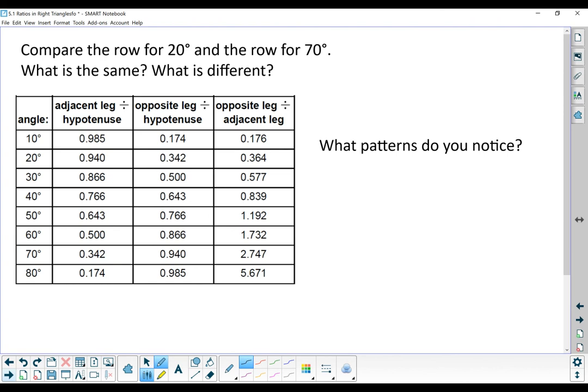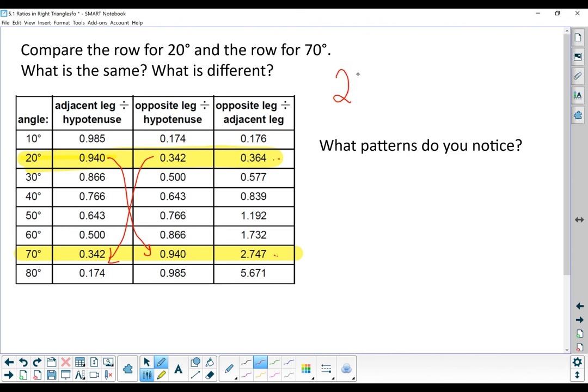Now we want to look at this chart a little bit more and think about what patterns you might notice. We're going to compare the 20-degree row with the 70-degree row, because you might have noticed that some values are repeated. When you look at those two rows, you might notice that there's a little switcheroo happening. That's interesting. The opposite divided by adjacent ratio doesn't seem related, they don't have a repeat, but the adjacent over hypotenuse seems to have switched with the opposite divided by hypotenuse ratios.